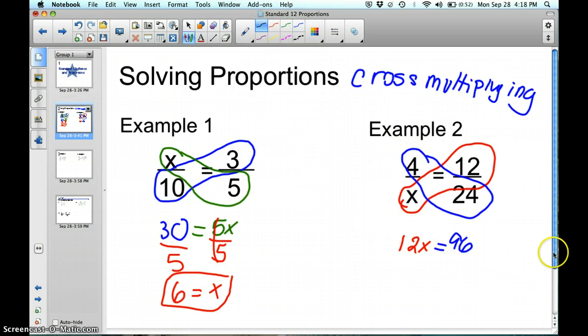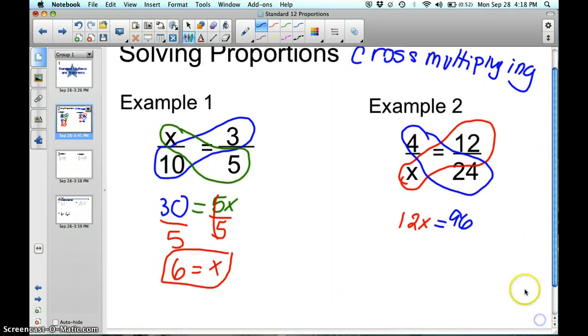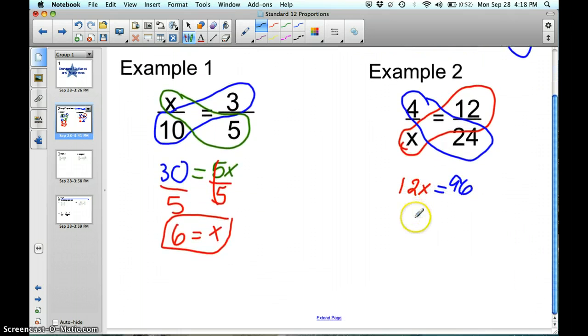Now I need to solve this equation for x. To do that, if I have 12 times x, I'm going to divide 12 on both sides. Over here, the 12's cancel out, so I'm just left with x equals, and then 96 divided by 12 is going to give me 8. So my solution would be x equals 8.